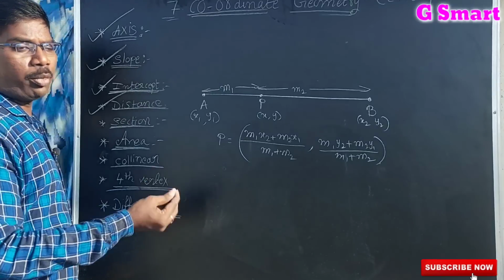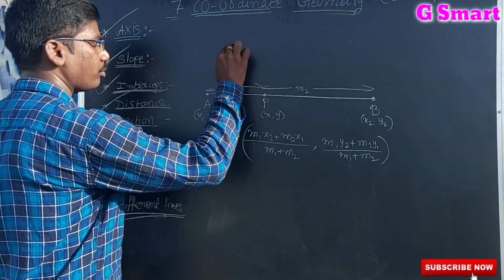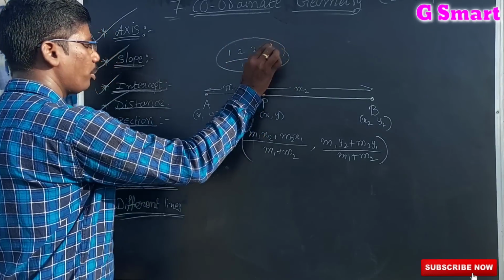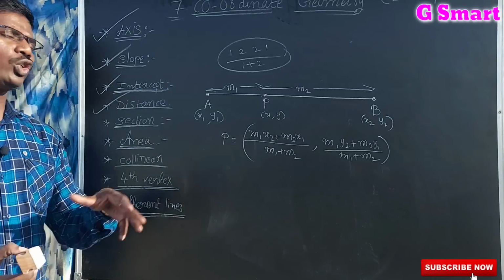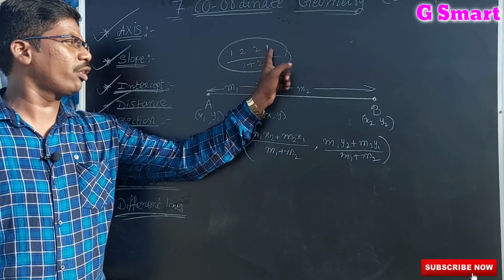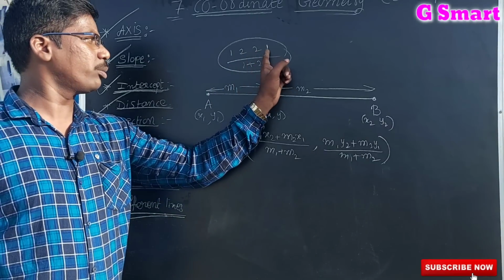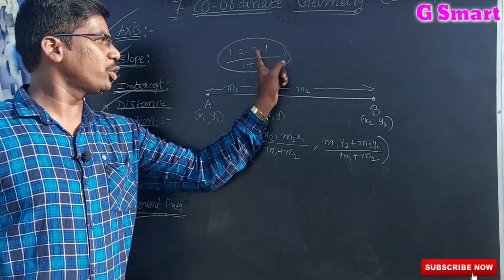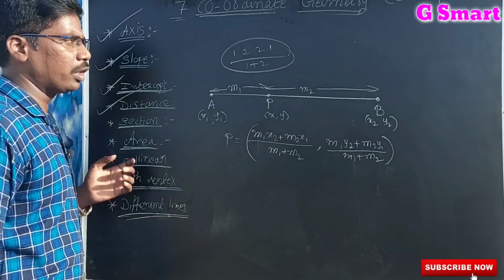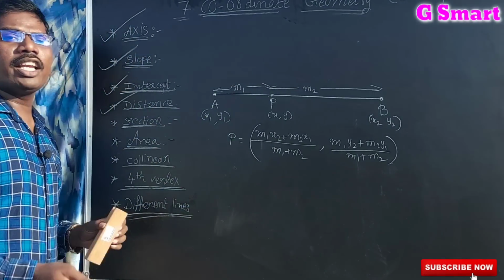So we need not memorize this formula separately. Listen here: 1 2 2 1 by 1 plus 2. If you remember this, you can easily remember the formula: m1x2 + m2x1 by m1 + m2, and m1y2 + m2y1 by m1 + m2. Like this we can remember it easily. This is internally dividing this point.